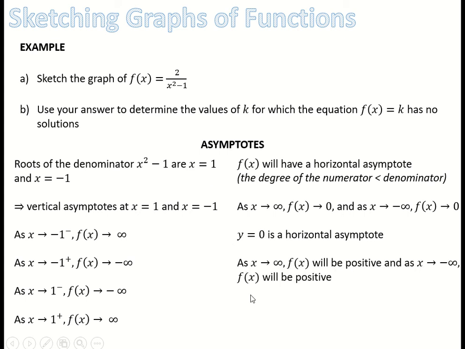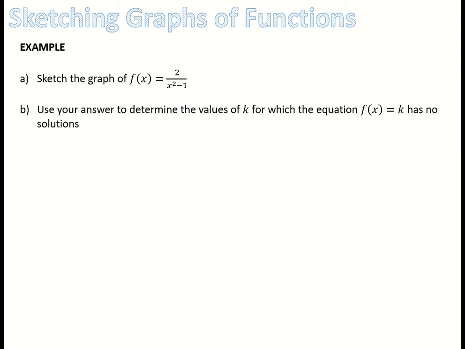As x tends to infinity, f of x will be positive, and as x tends to -infinity, f of x will be positive. That again gives us an idea of exactly what's happening with that asymptote: is the graph above the asymptote or below it? The last thing to look at is whether there is any symmetry. Is it an odd function or an even function?